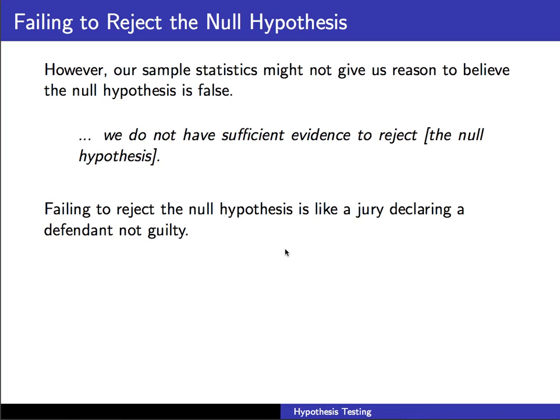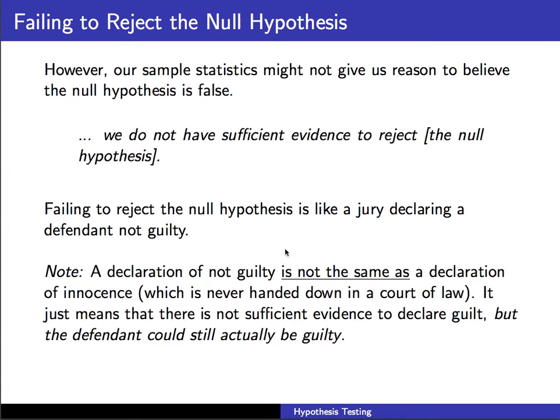Again, a defendant is never found innocent of anything they're accused of; at least in the United States court system, they're found not guilty. A declaration of not guilty is not the same as a declaration of innocence, which is never handed down in a court of law. It just means that there isn't sufficient evidence to declare guilt, but keep in mind, the defendant could still actually be guilty. It's unfortunate, but that's just the way it is: sometimes innocent people get thrown in jail and guilty people get to walk free.